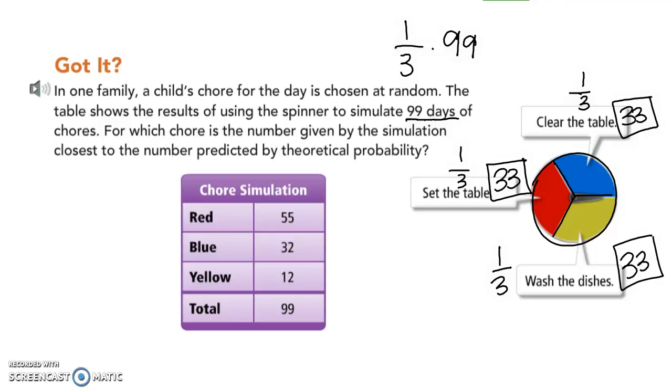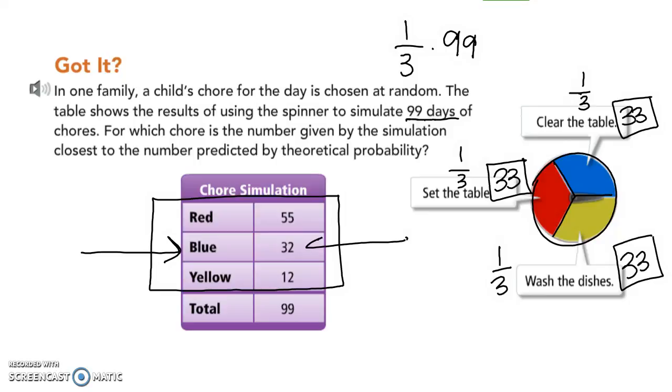So which of these chore simulations is closest to what we would expect? Which of those is the closest? The blue is the closest, because what do we have right here? 32. That is by far the closest to the theoretical probability. So in this table, we have the experimental probability, where they actually spun the spinner 99 times and put the data there. Over here, we found the theoretical probability of 33 for each of the equal sections. Blue was the closest to our theoretical probability.